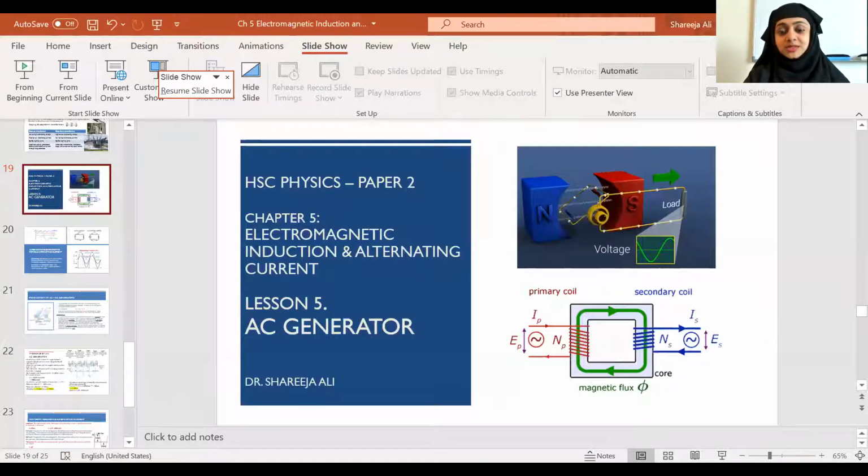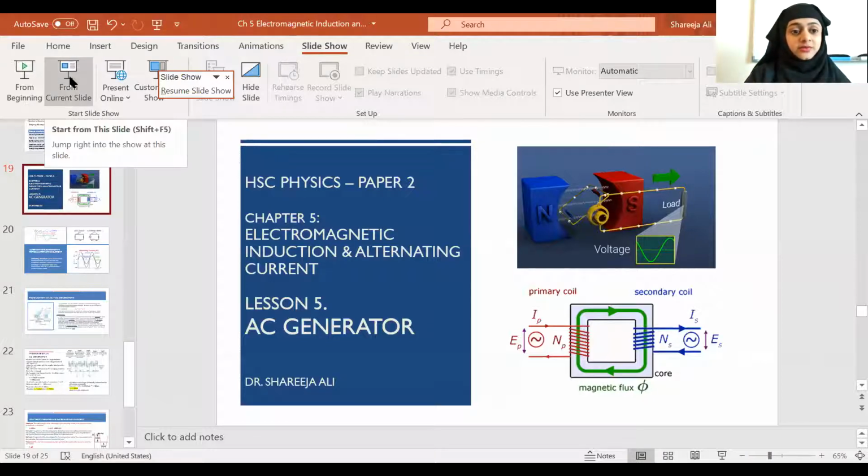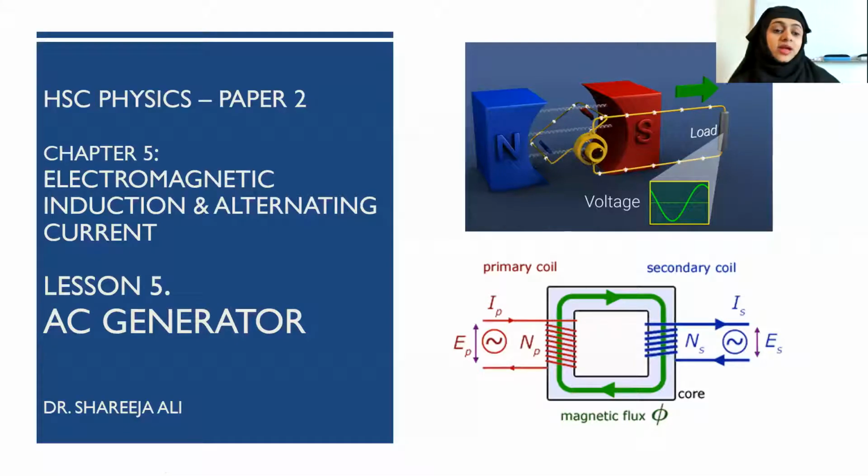Good morning, students. Today, this is our fifth lesson on electromagnetic induction and alternating current. And today we will be discussing the AC generator. What is AC? It's not air cooler. Alternating current. Yeah, it is alternating current or changing current.